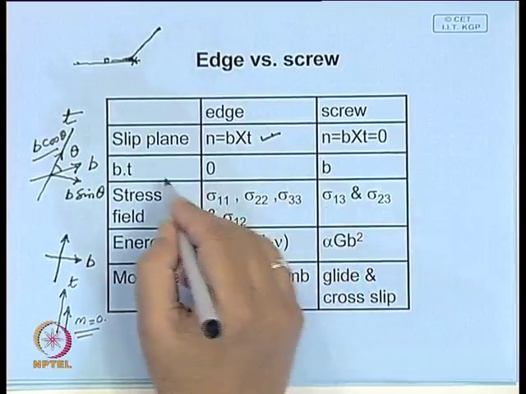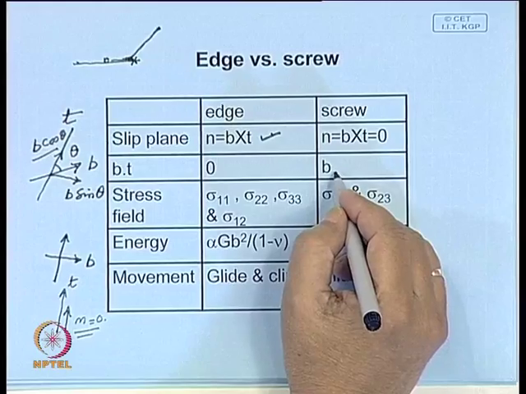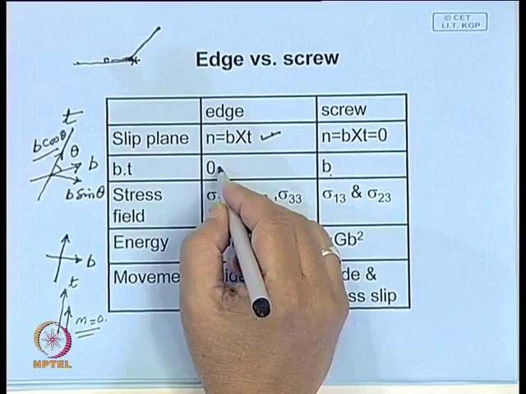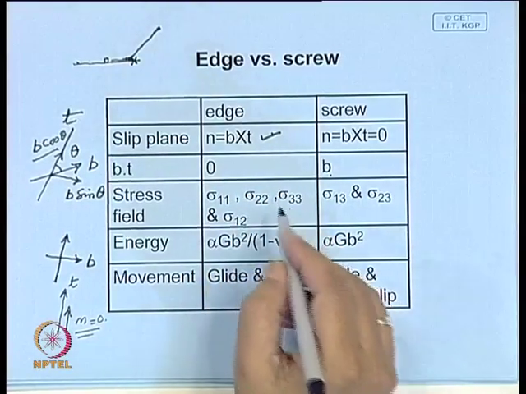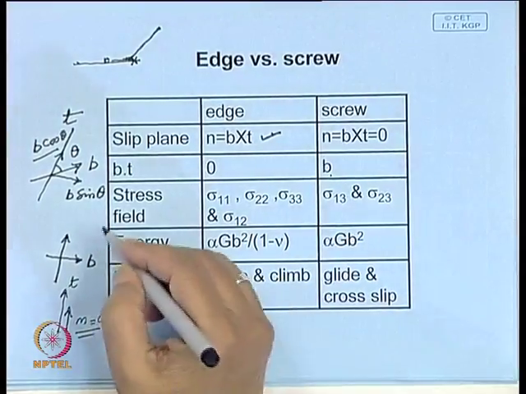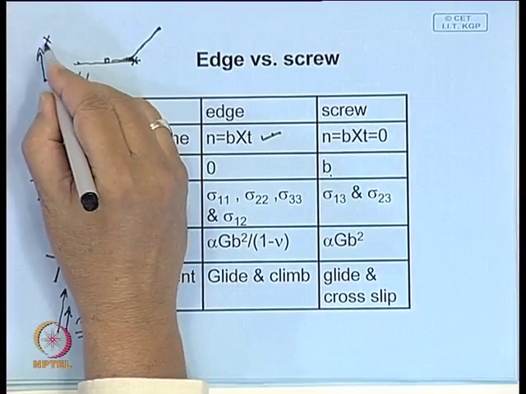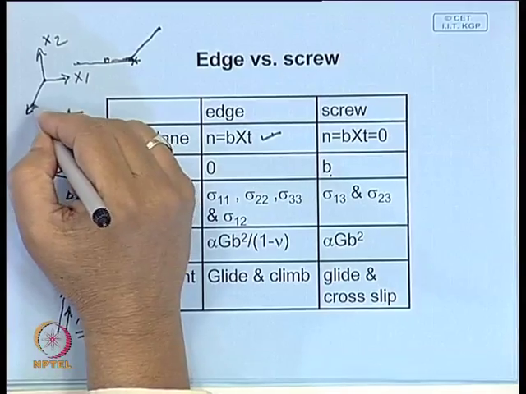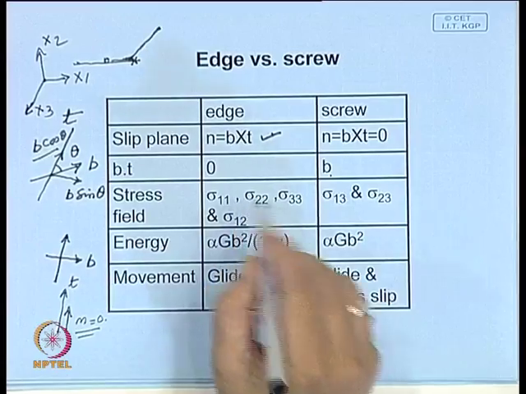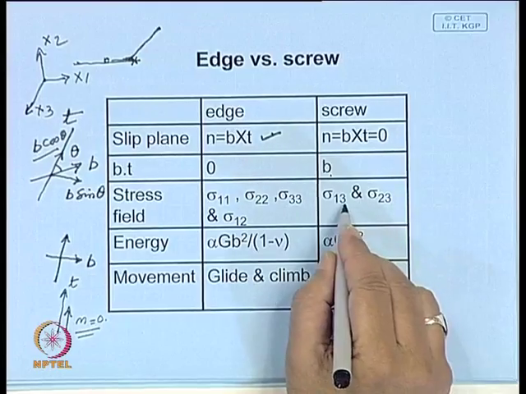If you look at this, the dot product between b and t, in this case, is b itself, here it is 0. And you look at the stress field. Basically, if you assume the dislocation to be aligned along the z direction, if this is direction x1, this is direction x2, and your dislocation line is along x3, then it was shown that if it is an edge dislocation, it will have these components of stresses, if it is screw, it will have these.